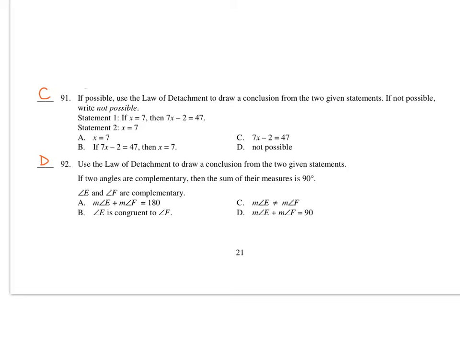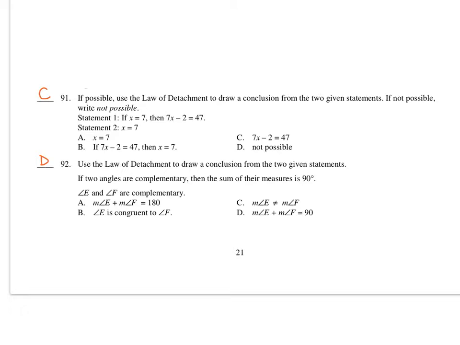Okay, then you need to know the law of detachment. The law of detachment means if the "if" occurs, then the "then" will occur. So if x equals 7, then 7x minus 2 equals 47. And the x is 7, which means C, 7x minus 2 equals 47.